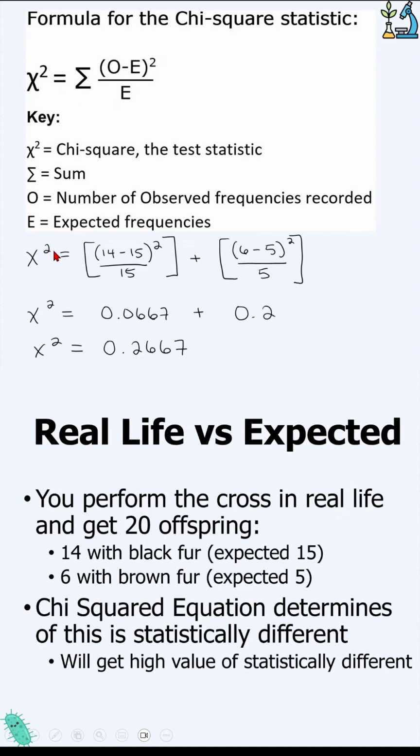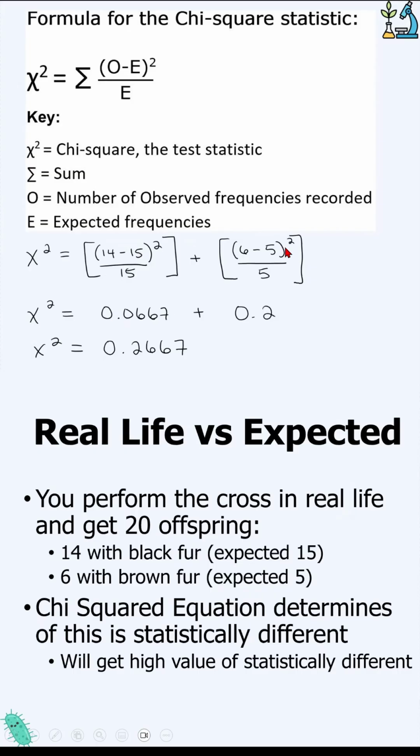So the chi-squared equals, and we would start with the first observation, which is the black fur. And we have 14, which is our observed, minus 15, which is our expected, squared, divided by 15. Remember, you want to do the parentheses first, then square, then divide. And so when you do that, you get 0.0667.